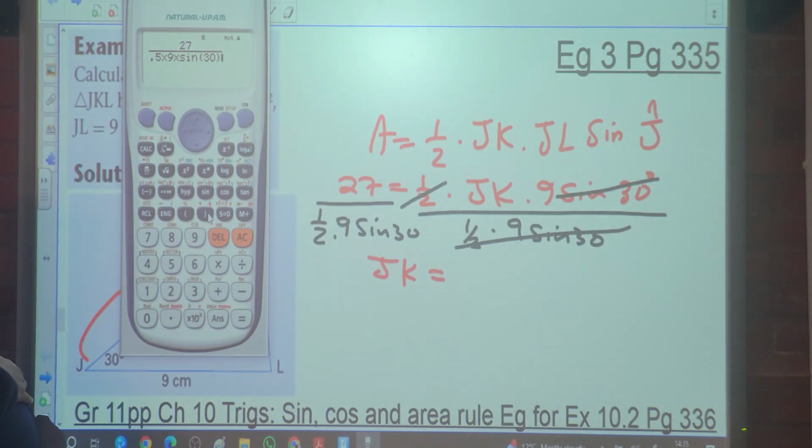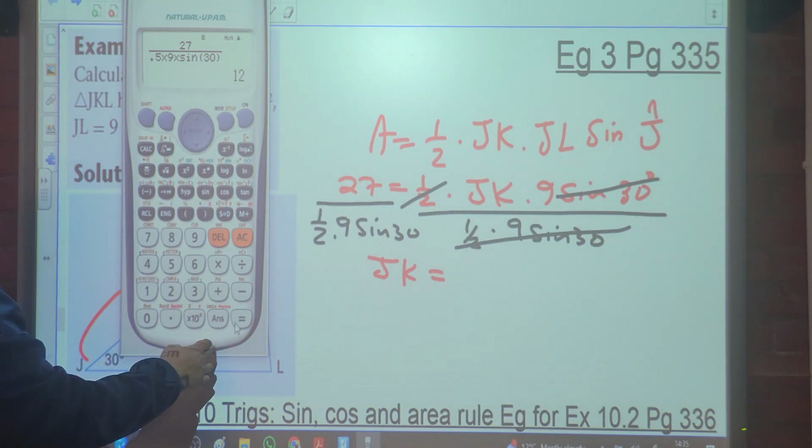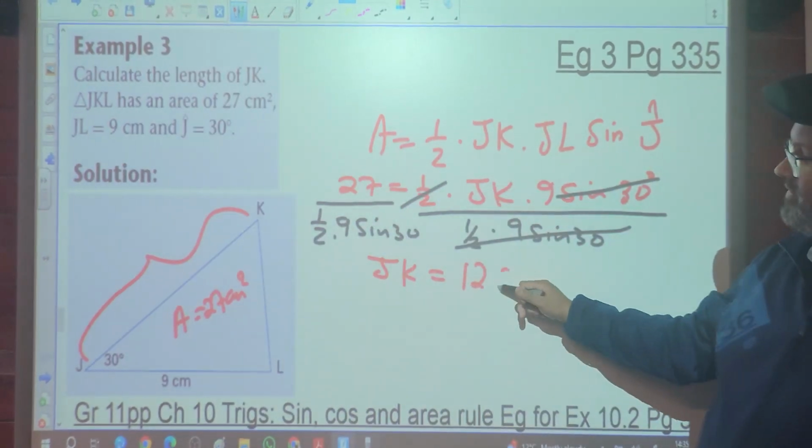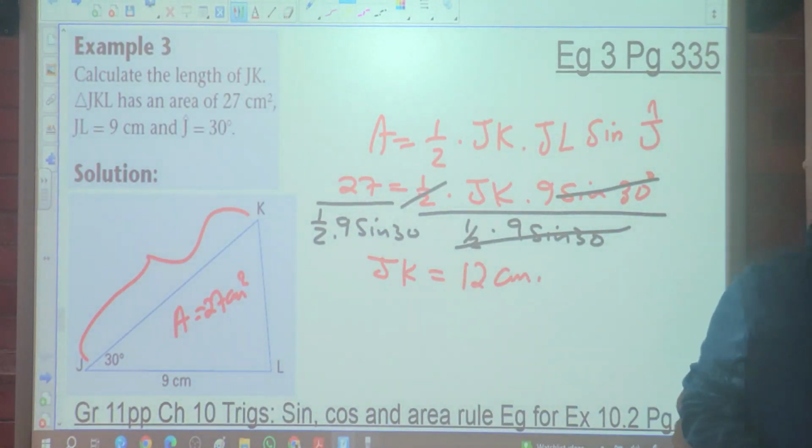Did I type it wrong? Oh, the answer is 12. Okay, so that's going to be 12 centimeters.